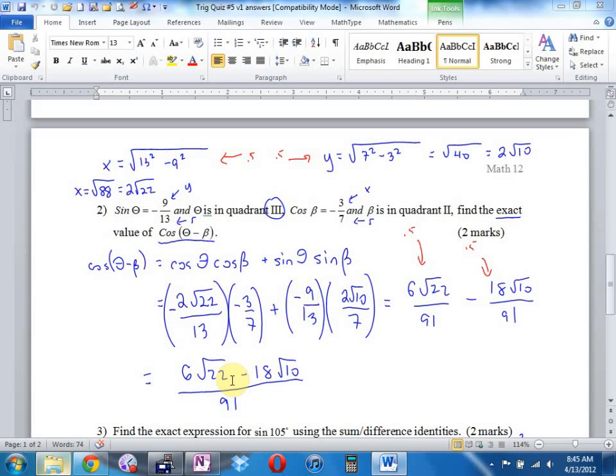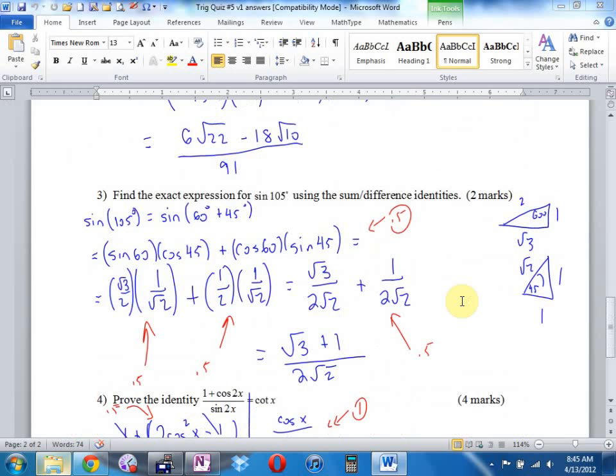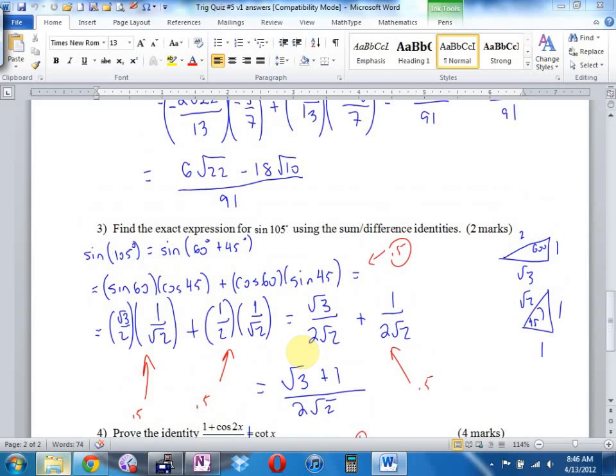Number 3 says find an exact expression for sine of 105 using the sum and difference identities. I said, okay, that's the sine of 60 plus 45. That's the 1, 2, root 3 triangle where that angle up there is 60 degrees because that angle down there is 30. And 45 is the 1, 1, root 2 triangle. I said sine of alpha plus beta is sine cos plus cosine sine, and I ended up with root 3 plus 1 all over 2 root 2. And there's how I gave out the part marks in case you're interested.